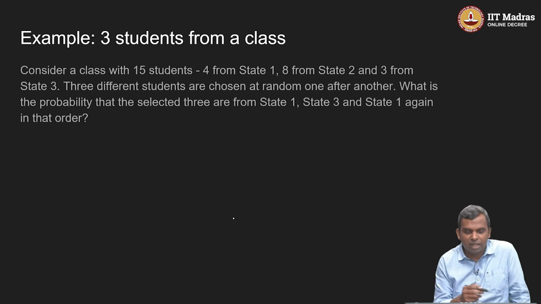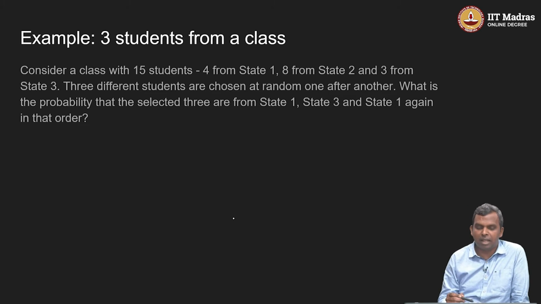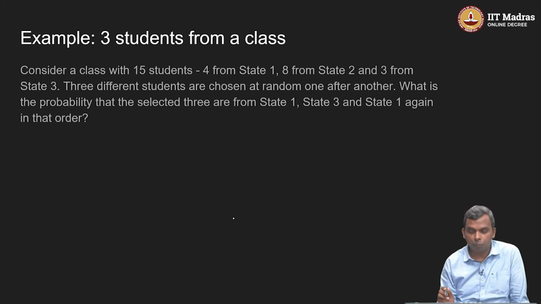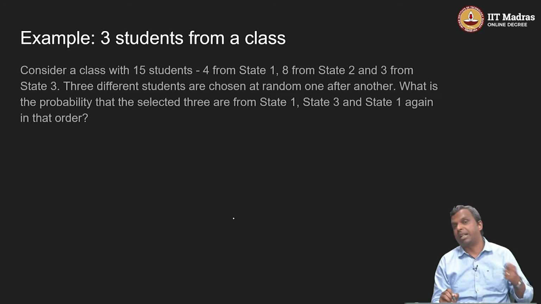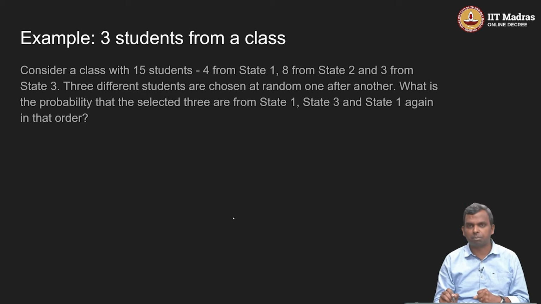Okay, so here's a class with 15 students and people from multiple states. There are 3 states in particular. There are 4 from one state, 8 from another state, which we call state 2, and 3 from state 3. Okay, so 3 different students are picked at random, usually one after another, and that's something you can assume.